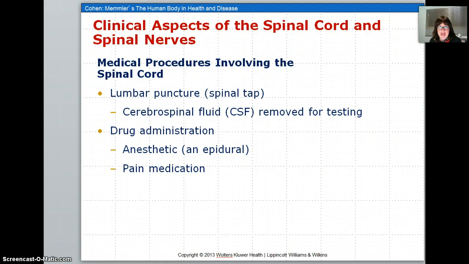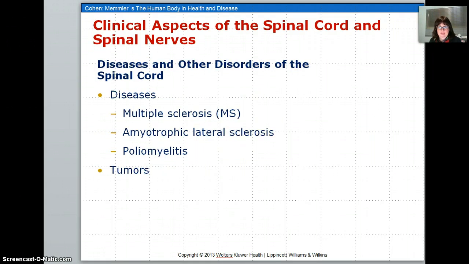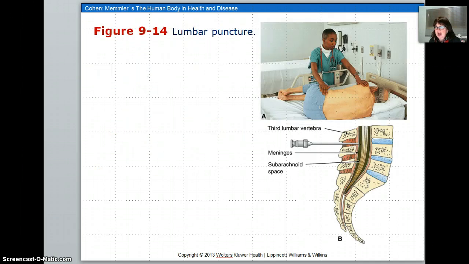Okay, when we look at clinical aspects, you'll look at those in more detail. A lumbar puncture is quite painful because it goes right into the spinal cord, but this way you don't have some of the other complications of taking an anesthetist. So you've got your meninges and you've got your subarachnoid space, which is the space where the fluid is.